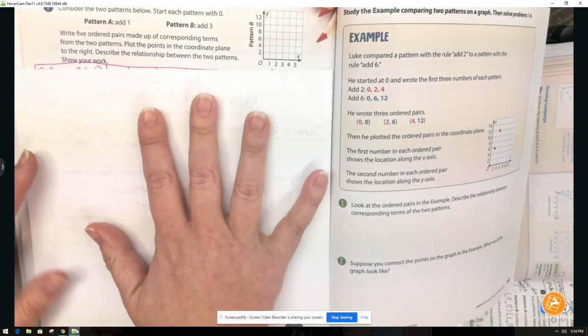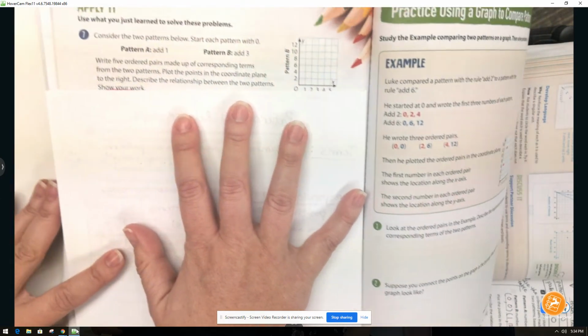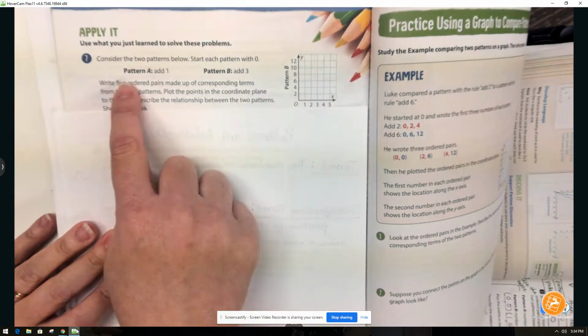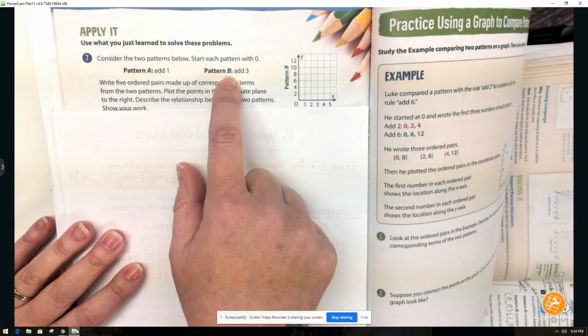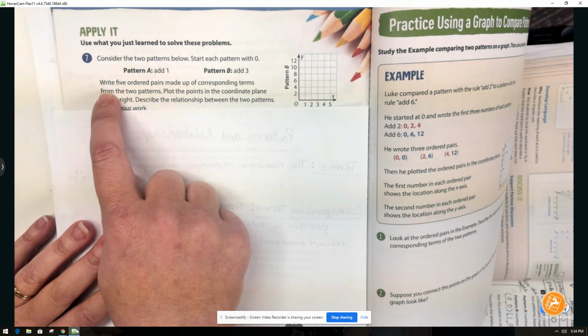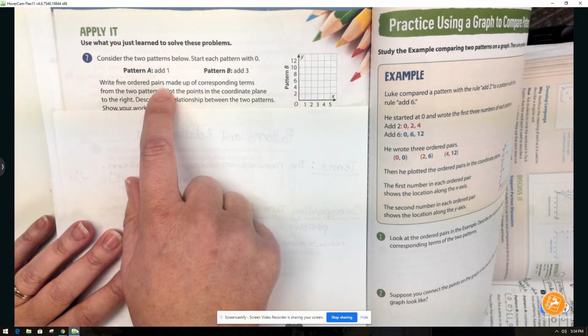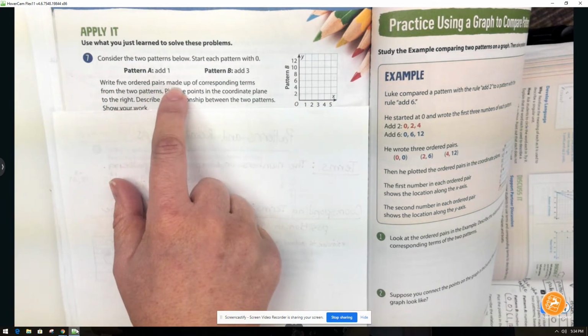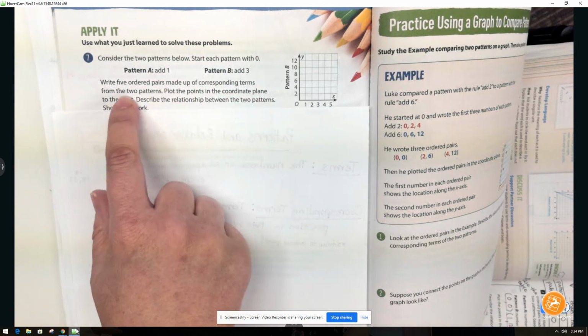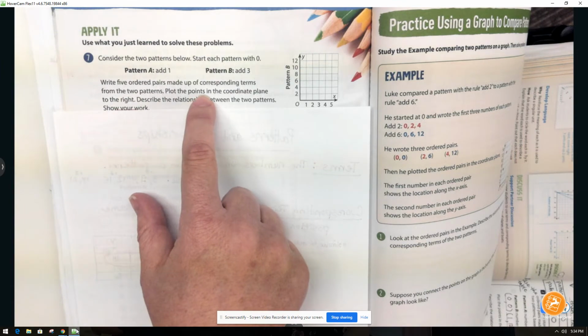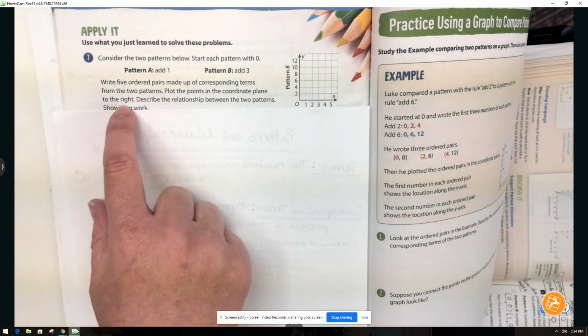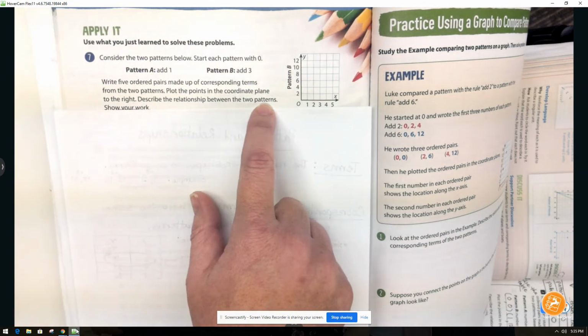All right, on page 694, it says, consider the 2 patterns below. Pattern A is add 1, pattern B is add 3. Write the first 5 ordered pairs. Write 5 ordered pairs made up of corresponding terms from the 2 patterns. Plot the points in the coordinate plane to the right. Describe the relationship between the 2 patterns.